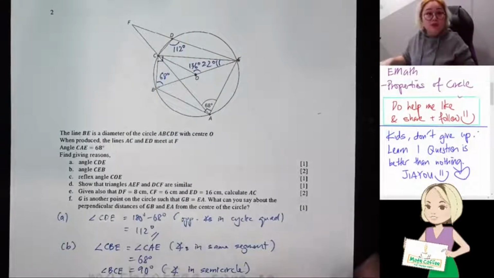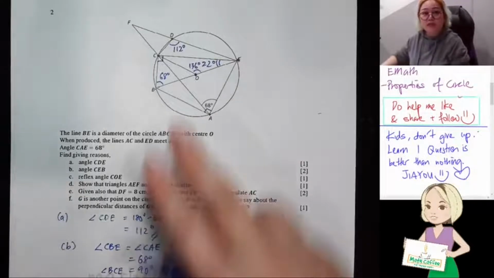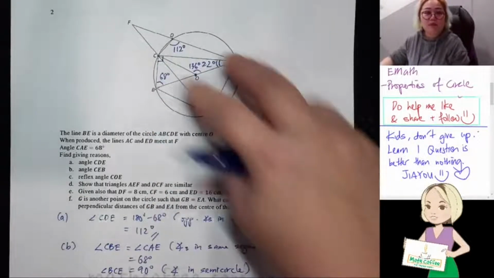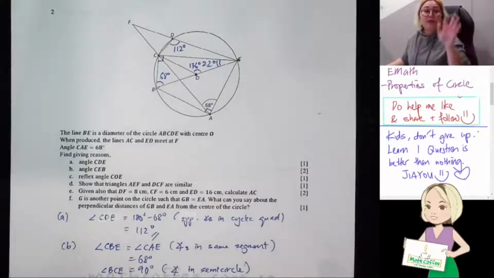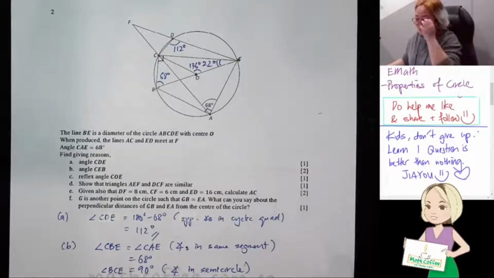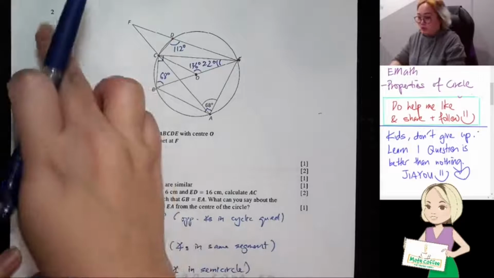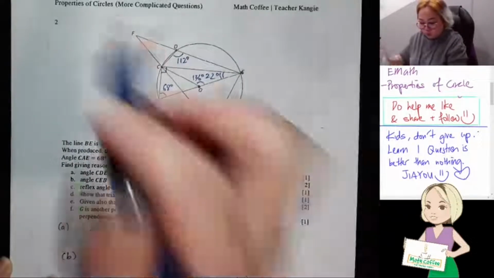So please take note, it is not drawn to scale. If you see actually this CD and this one doesn't look like parallel. Yeah, but this is not drawn to scale. So I have no more space. I'm going to squeeze it over here. So let's do our part D over here.